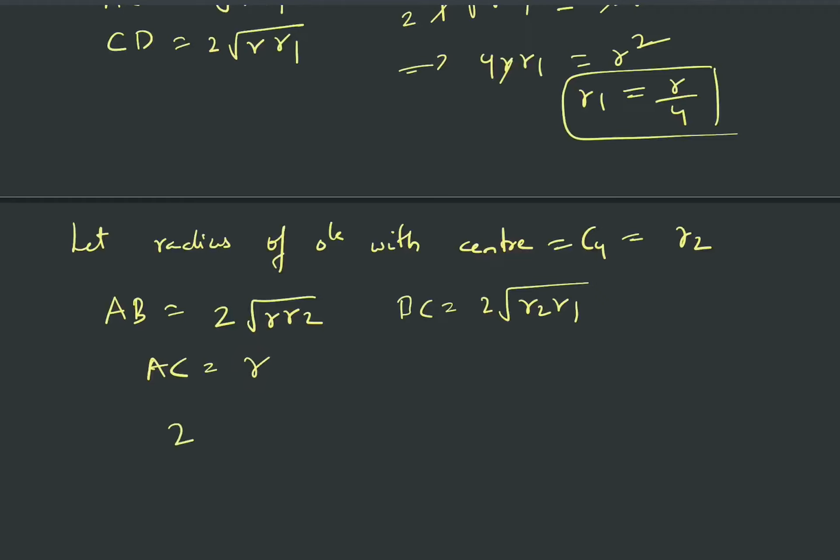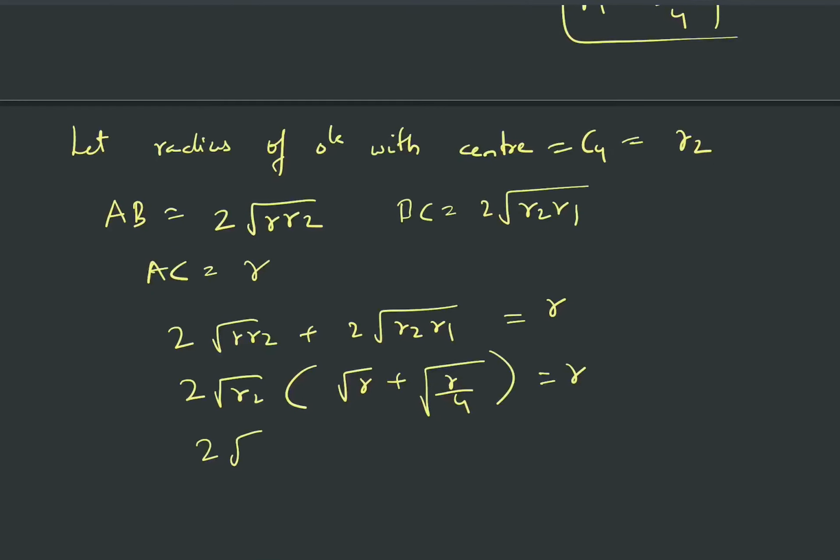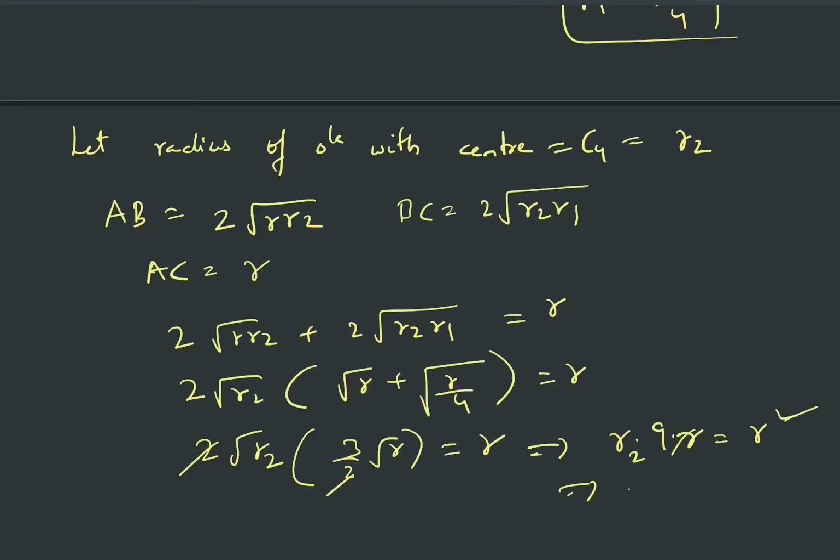So now let us just add 2 times square root R R2 plus 2 times square root R2 R1 is equal to R. So you can take square root of R2 as common. So it is root R plus root R1, which is R by 4. This is equal to R. So 2 root R2 into root R plus root R by 2, so it is 3 by 2 root R. This is equal to R. So if you just square it, you will get R times 9 times R2 is equal to R square. So you will get R2 as R by 9.